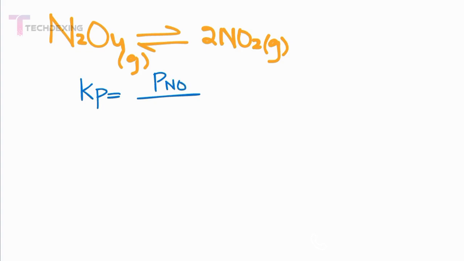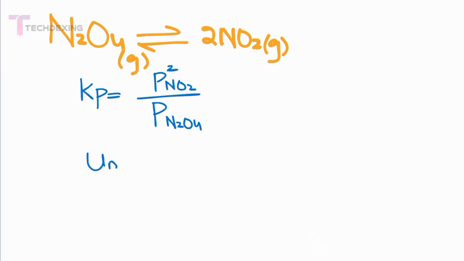First write P NO2 and then it's squared. Don't forget, you have to write the products always at the upper side of the fraction, the numerator, and the reactants would be in the denominator. So now I would write the P N2O4 and nothing in the power.